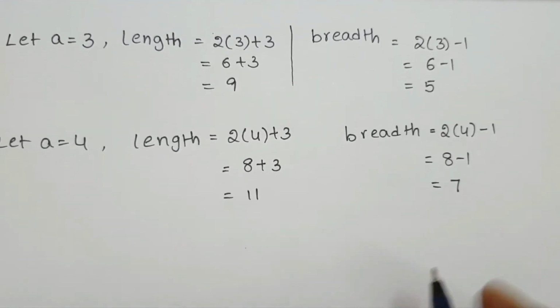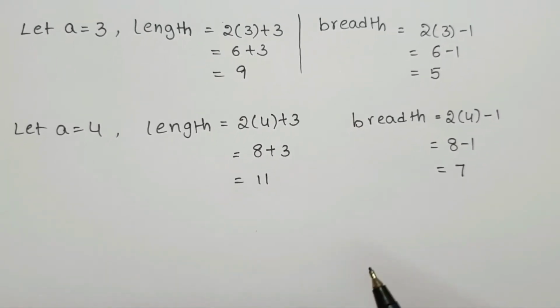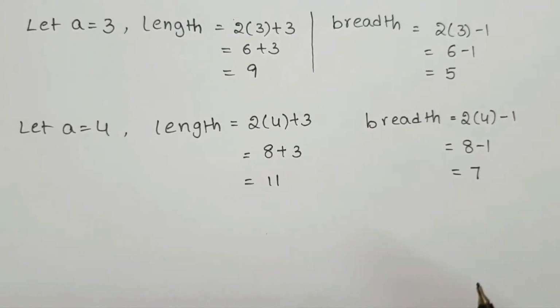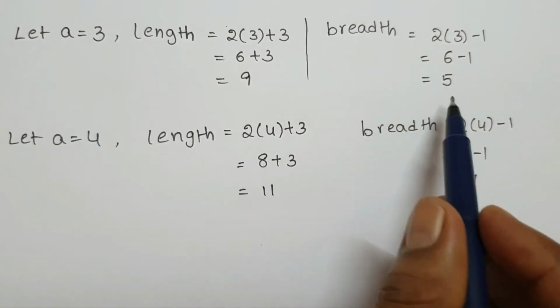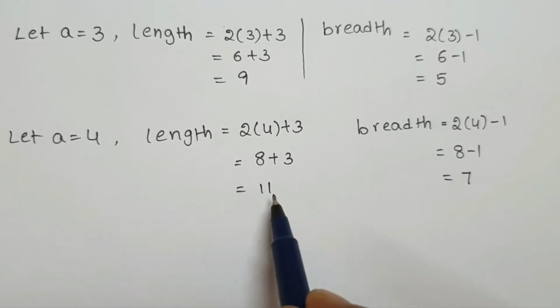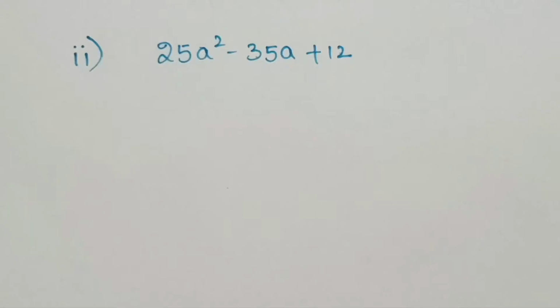So when length is 5, breadth is 1. Length 7, breadth is 3. Next, length 9, breadth 5. Next, length 11, breadth 7. This is the answer.